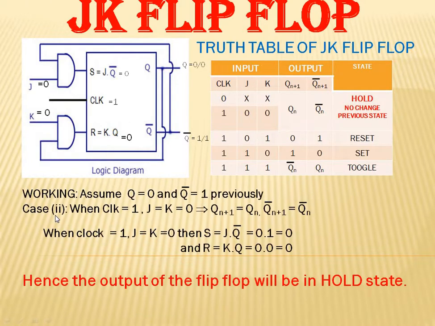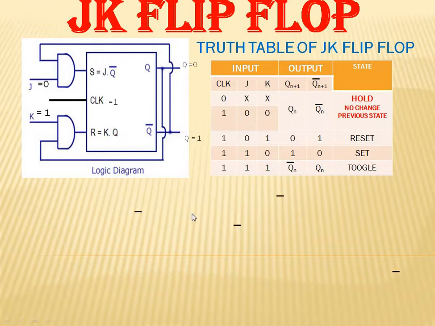Case 2. When clock is applied but J and K are 0. Because one of the inputs to the AND gates is 0, S will be 0, R will be 0. Because clock is 1, S equal to 0, R equal to 0 is a hold state. As for a clocked SR flip-flop, the output of the JK flip-flop will be in hold state with this condition.